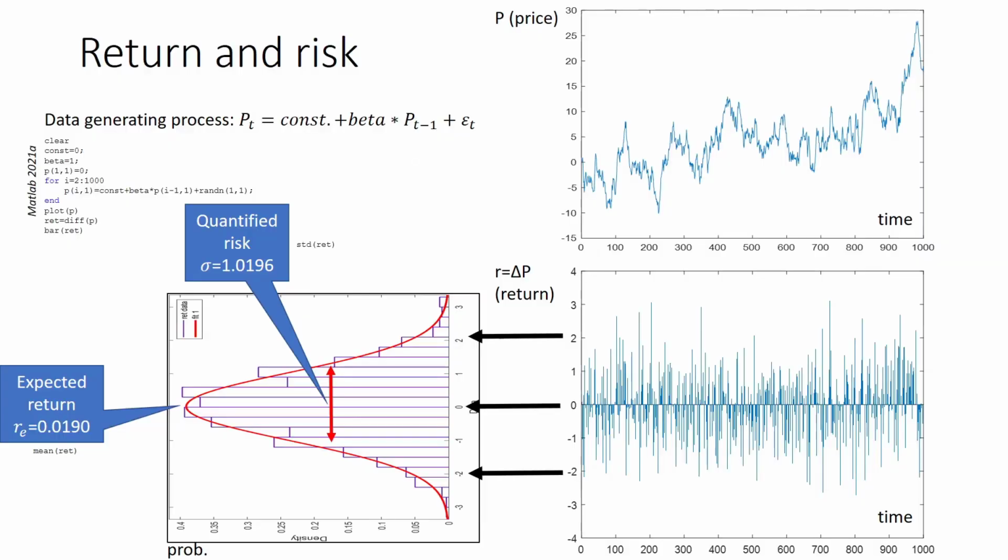So when we have to talk about return and risk, obviously we have to start with the data generating process. Usually we are assuming that we have some kind of price of an asset which is generated somehow, and finance was always assuming that this thing is building up like an autoregressive process.